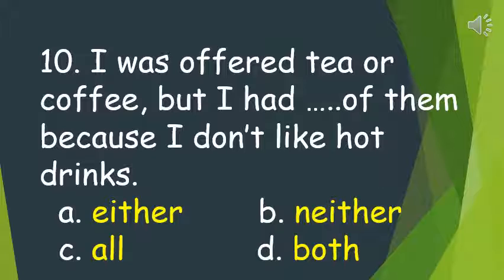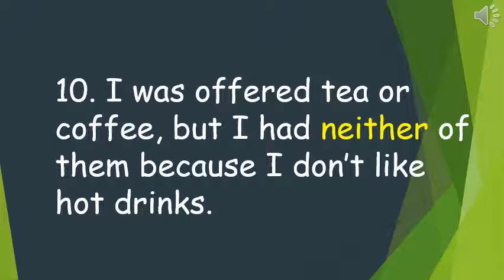I was offered tea or coffee. اتعزم عليا إما بشاي أو قهوة but I had space of them because I don't like hot drinks. Either, neither, all, both. The answer is neither. I was offered tea or coffee but I had neither of them.